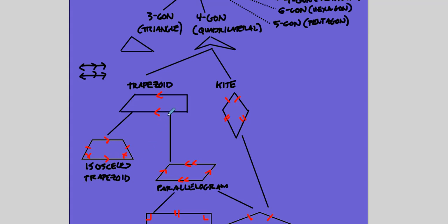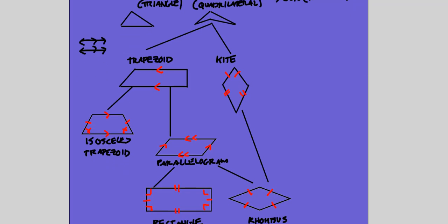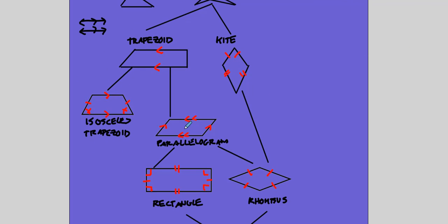So then, the way I'm doing my hierarchy chart, a parallelogram actually is a subcategory of a trapezoid, because it has a pair of opposite sides that are parallel, making it a trapezoid, but in addition it has a second set of opposite sides that are parallel. So all parallelograms are trapezoids, but not all trapezoids are parallelograms.